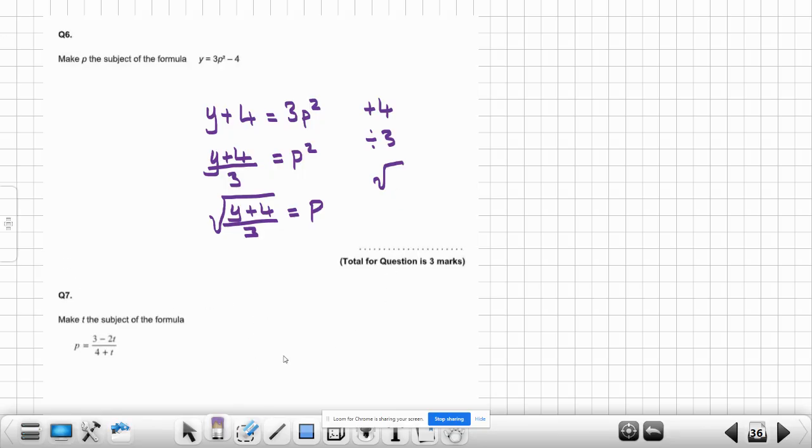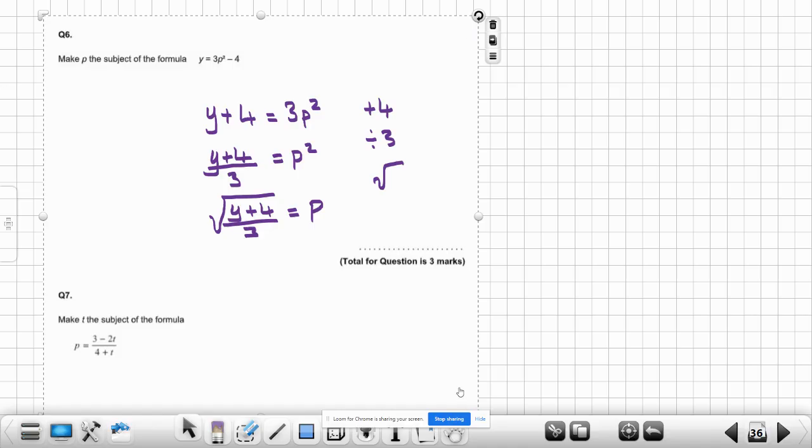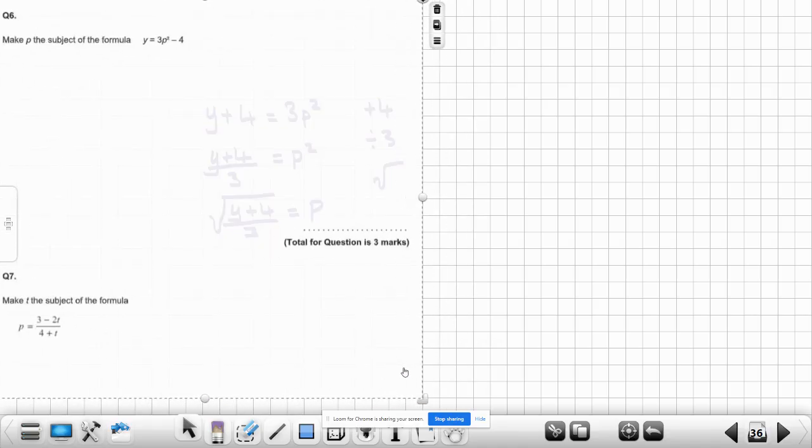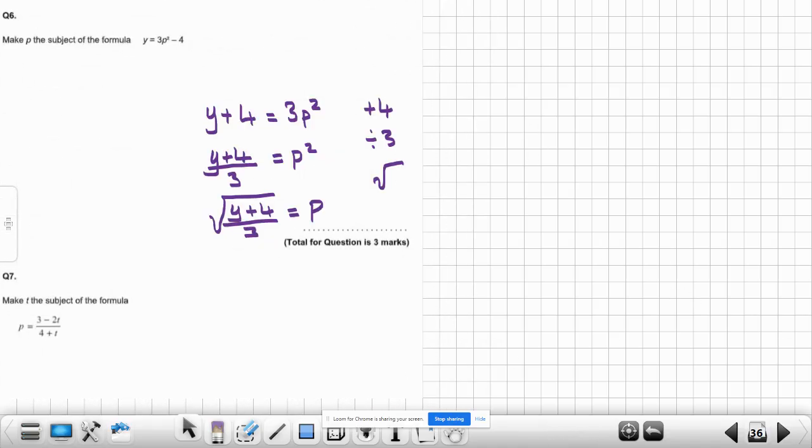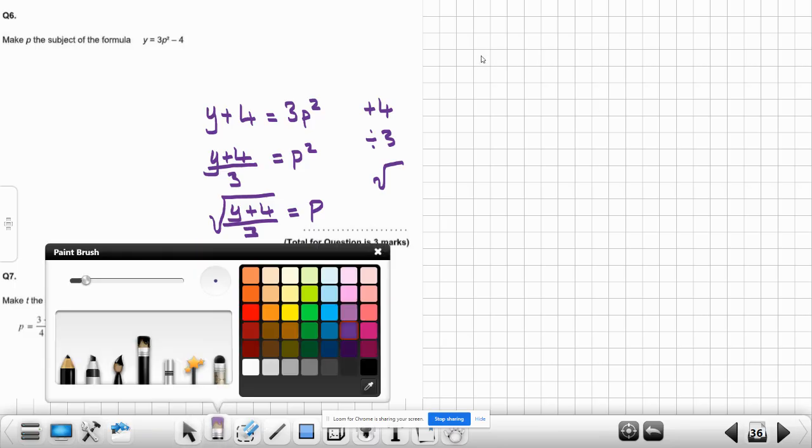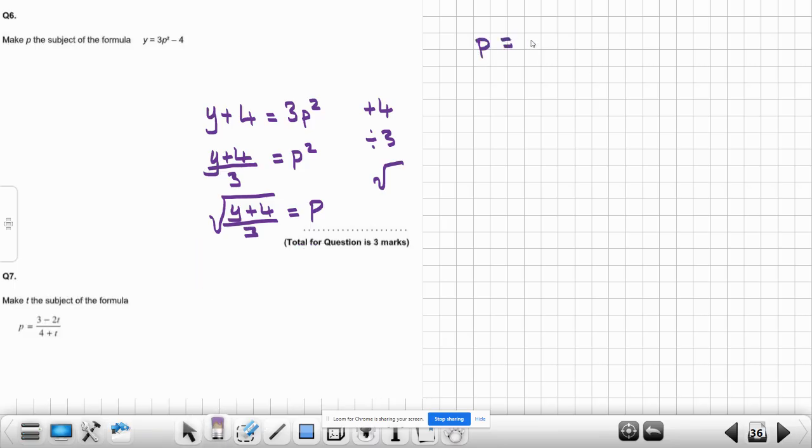Question 7 is a bit more complicated, so let's make a bit of room. Just have it hanging in there. Okay, so we've got p equals 3 minus 2t all divided by 4 plus t. And the difficulty here is we've got a t both on the top of our fraction and on the bottom. So we're going to have to do a bit more work to isolate it.